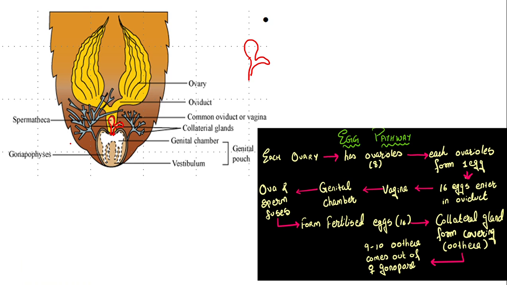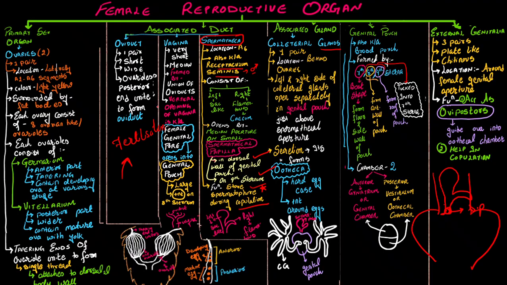Let me show you here the tree-like structure which you can see, the collateral gland. These are the collateral glands. Left side and right side both are present, right? So the collateral gland is one pair, present on the left and right sides. Location is behind the ovaries. So these are your ovaries. Behind the ovaries you will see the collateral gland. The left and right collateral glands open separately in the genital pouch.